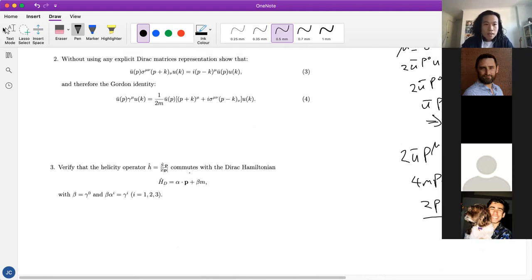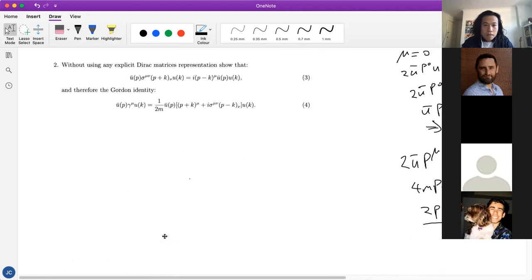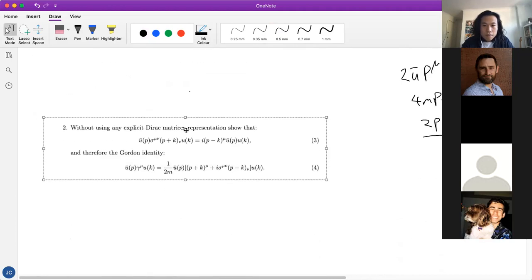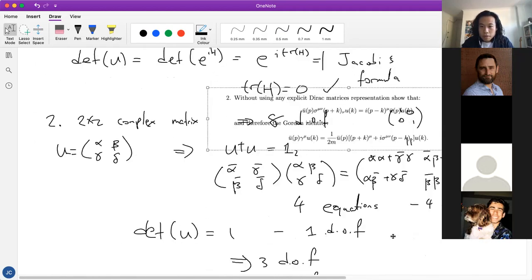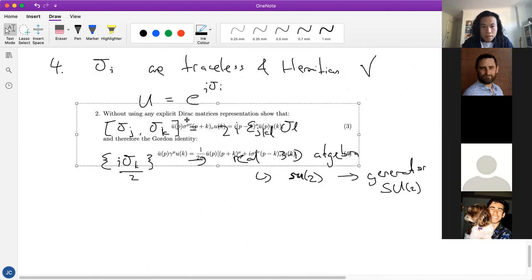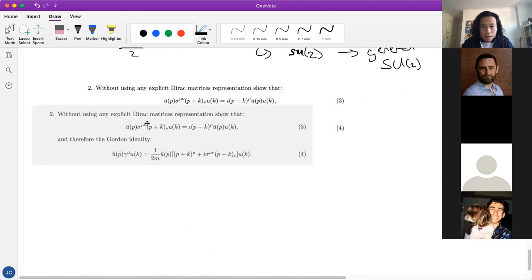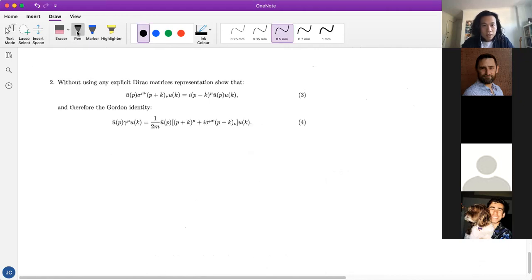Okay, let me move this a little bit. I'm going to move this all the way down to the bottom so I get room. This is going to take a bit of writing. Cool. Okay. Without any explicit Dirac matrix representations, show that this thing works, and then therefore the Gordon identity. Okay, so that's 2.2.